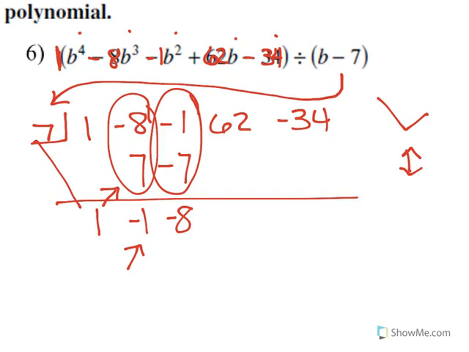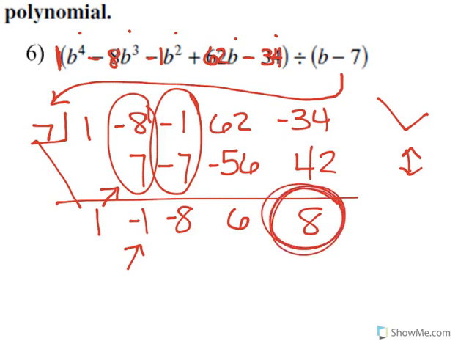Now multiply 7 times negative 8. All right, you're going to get negative 56. And then you're going to get 62 minus 56 should give you 6. All right, 7 times 6 is 42. All right, negative 34 plus 42 should give you 8. All right, our remainder is 8. Because we have a remainder, it doesn't go into it evenly, so the answer to this one is no. It is not a factor.